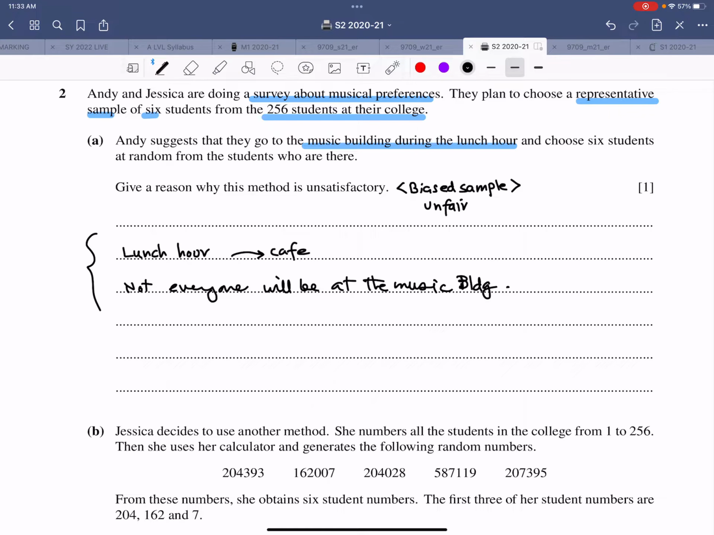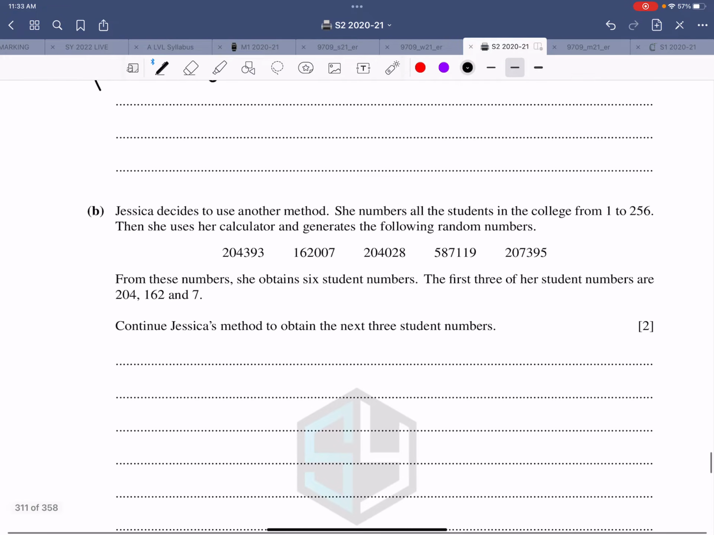Now the next part. Jessica decides to use another method. She numbers all the students in the college from 1 to 256 and then she uses her calculator to generate the following random numbers. From these numbers she obtains 6 student numbers. The first 3 are given. Continue Jessica's method to obtain the next 3 numbers.